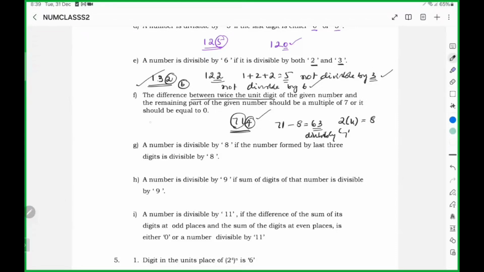One more example. 1235, if I take, is it divisible by 7 or not? You would take twice the number present in the units place, 10. The remaining part, 123 minus 10, is 113, not divisible by 7. Hence, the given number is not divisible by 7.